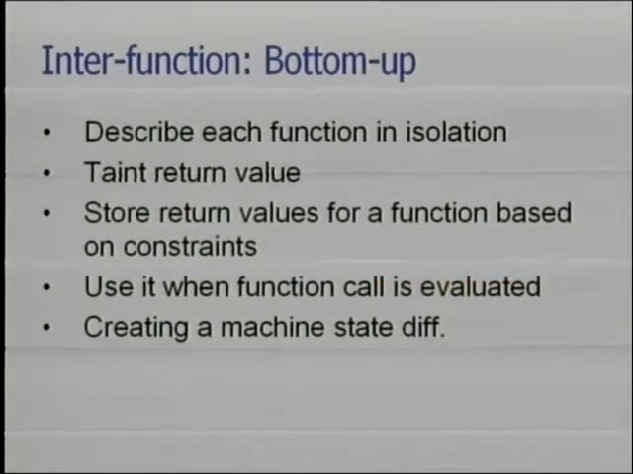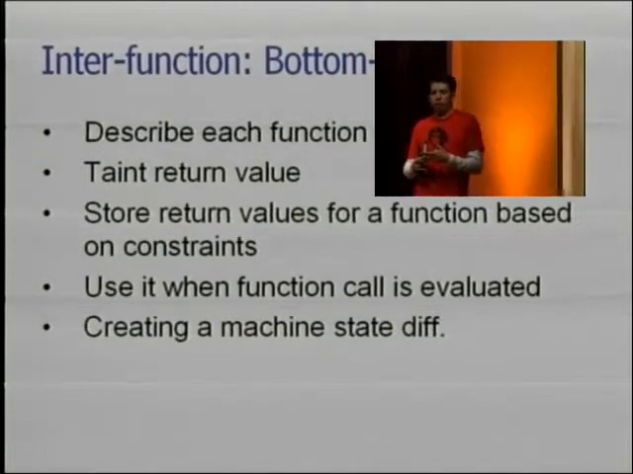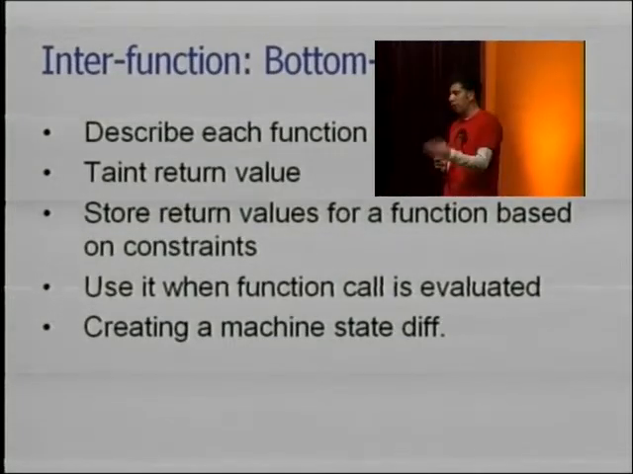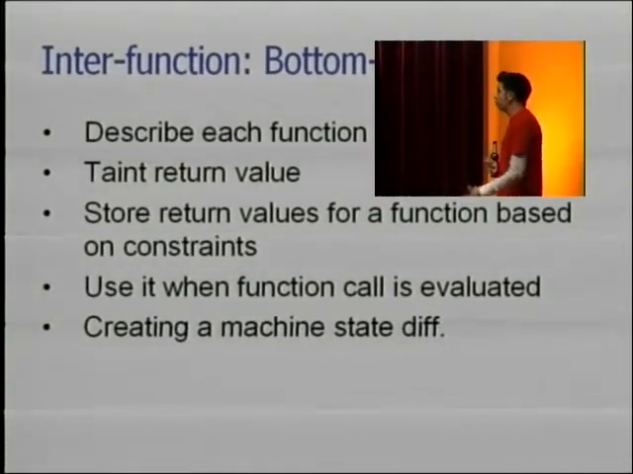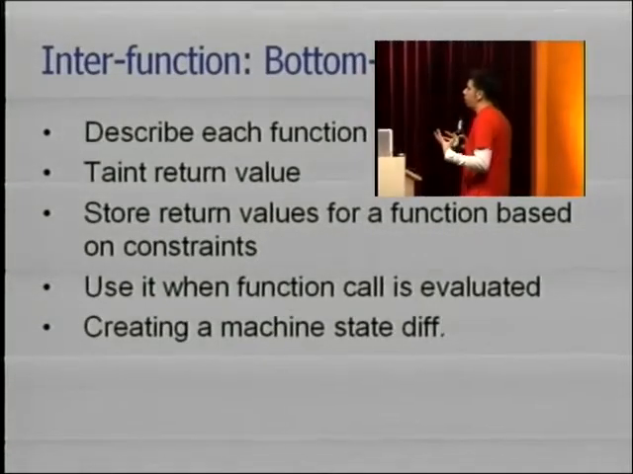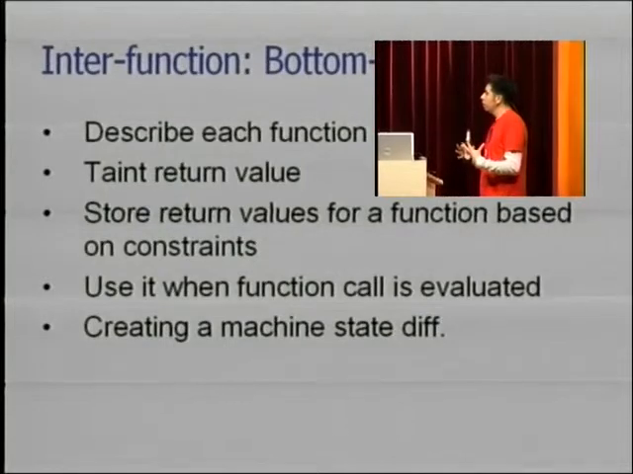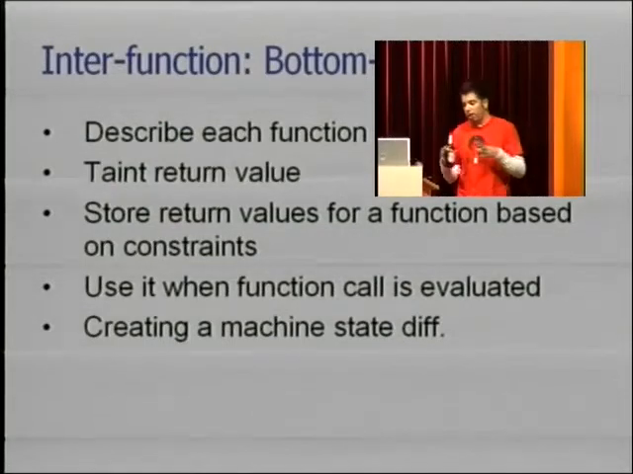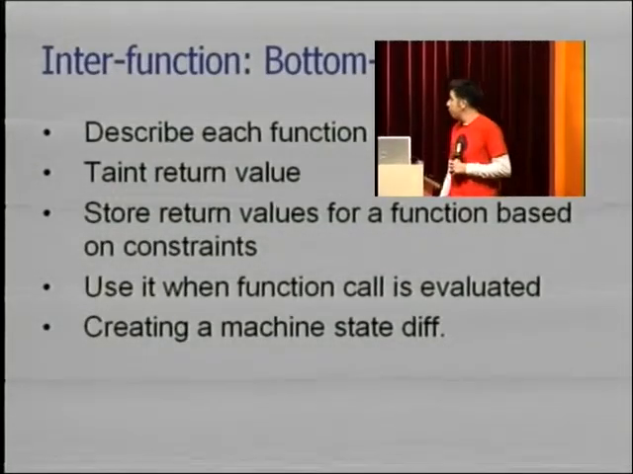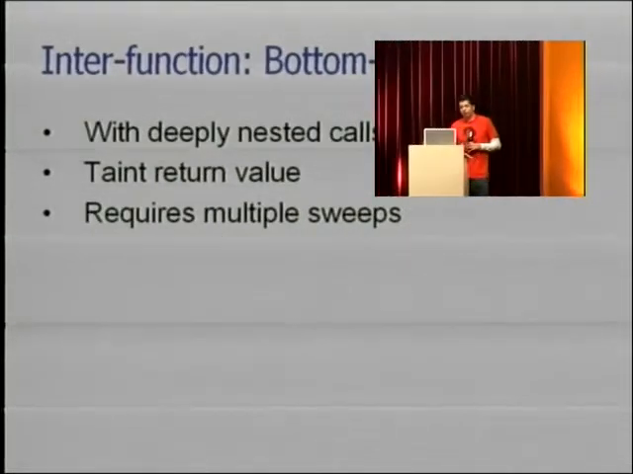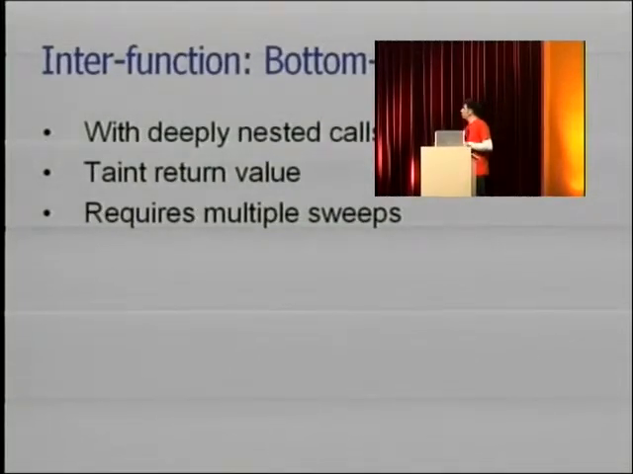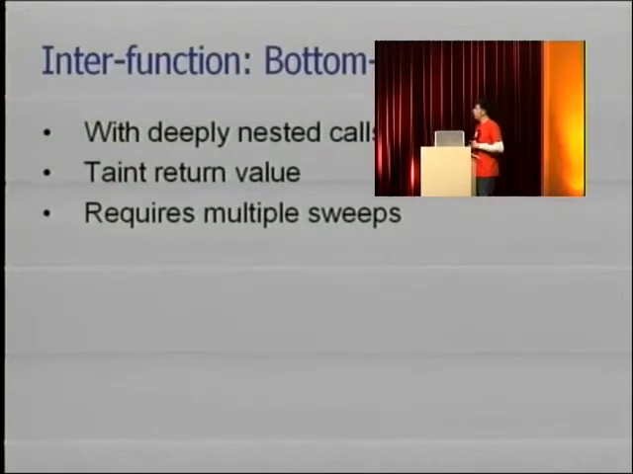So what you're really trying to do is create like a diff. You have a machine state. A machine state is like your registers. Even your stack is part of your registers, because ESP, EBP points to your stack. Your stack gets pointed to by these registers, and everything is controlled through there. So if you have this machine state, and you can define your function as a transformation of this machine state, where you have input and output, kind of like a black box, but you have this expression. This is what bottom up is all about. So it works well for deeply nested calls. You're basically tainting all the return values, but it's going to require multiple sweeps.